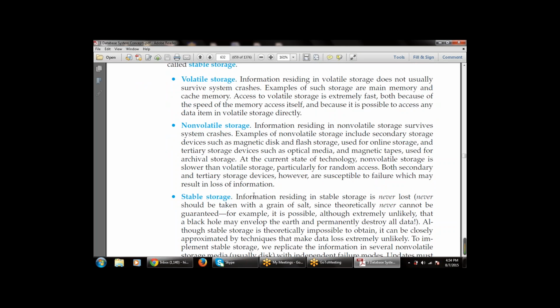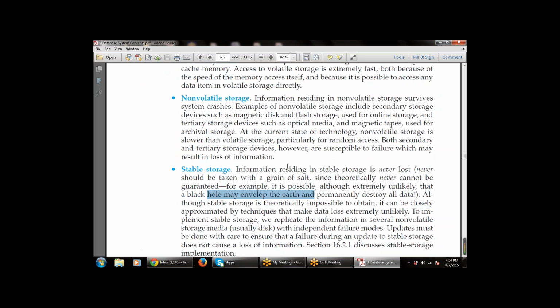Next is stable storage, where the information residing in stable storage is never lost. Never should be taken with a grain of salt, since theoretically never cannot be guaranteed. For example, it is possible, though extremely unlikely, that there may be a loophole, or some disaster that affects the database storage. Although stable storage is theoretically impossible to maintain, it can be closely approximated by techniques that make data loss extremely unlikely. That means stable storage is a combination of the volatile and the non-volatile, and data loss is very low in stable storage.